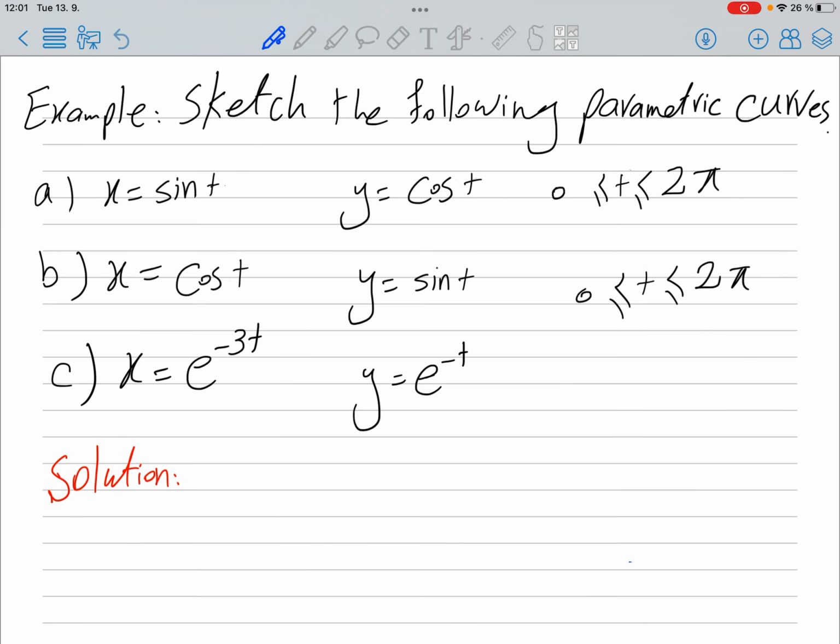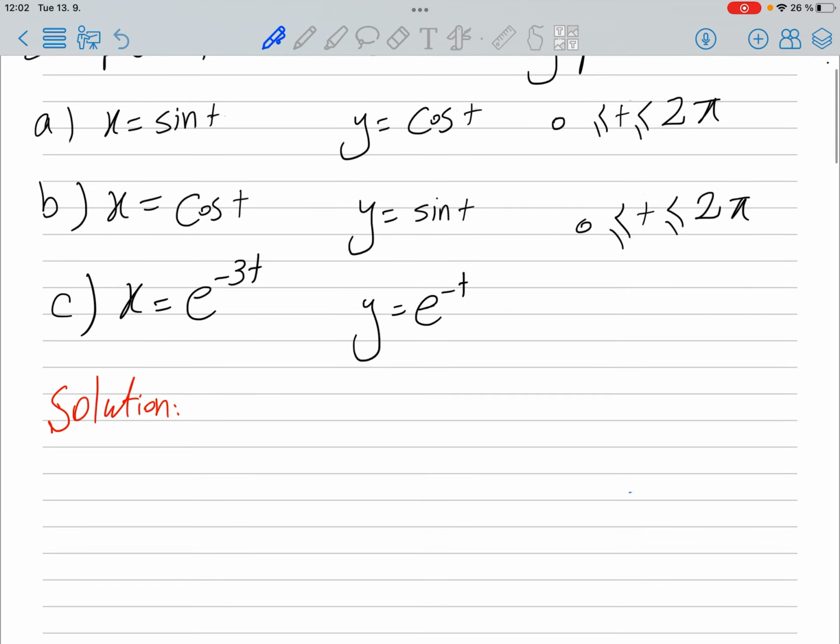Hello everyone, here is a very short video for those of you who couldn't indicate the direction of the parametric curves. Here I have very basic examples of parametric curves. I'm going to draw the graph of each of the curves and then also indicate the direction of them. So now let's start with the first one.